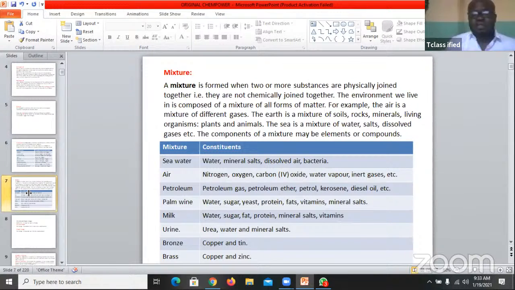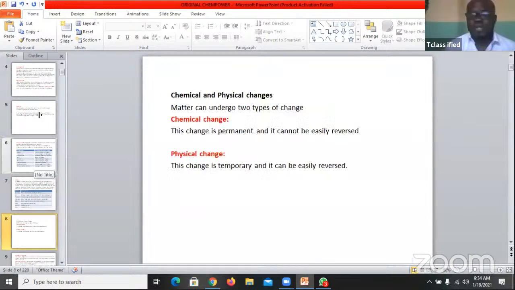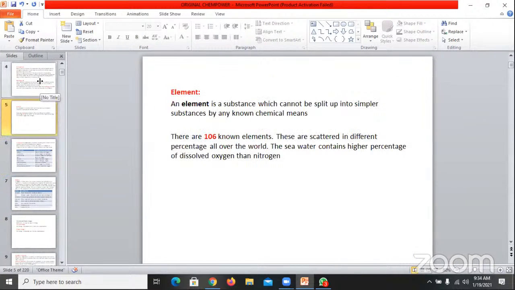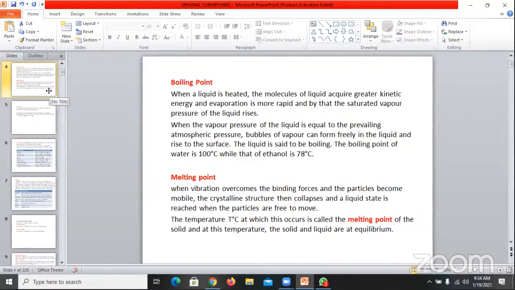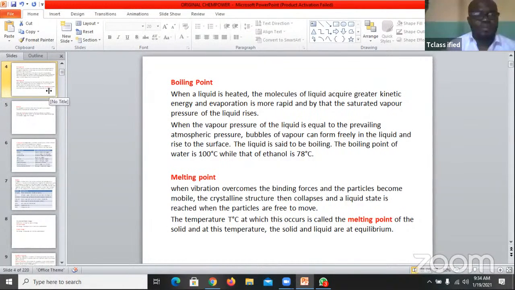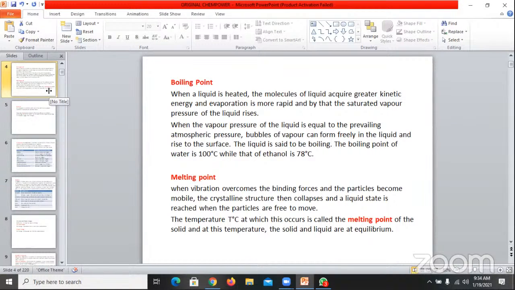Very important mixtures around us: the air, petroleum, palm wine, milk, urea, and brass, made up of copper and tin. So take note of all these. I don't know whether we have questions. Are there questions before we continue? I want us to look at some past questions in both physics, which we did yesterday, and chemistry. I'm going to put them up, but I want us to get the major points that we did today: test for purity, elements, compounds, and mixtures.